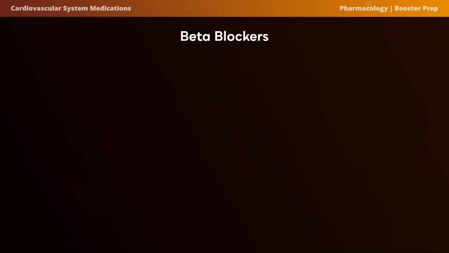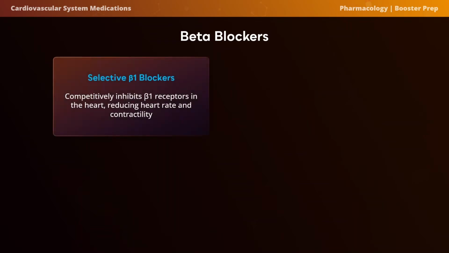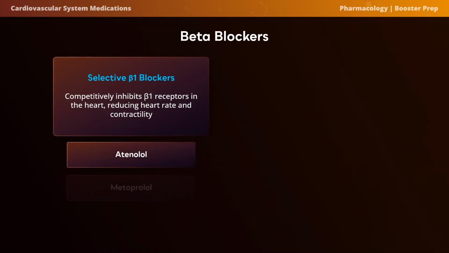Now let's switch over to talk about beta blockers. Beta blockers are drugs that in general competitively inhibit beta-1 receptors in the heart, which reduces heart rate and contractility. But there are actually two types that you need to know about. First, we have selective beta-1 blockers, which only competitively inhibit beta-1 receptors in the heart, leading to a reduction in heart rate and contractility. Some examples of these are atenolol and metoprolol.